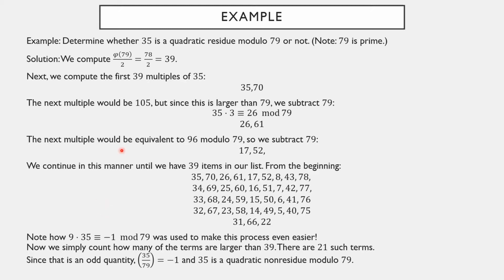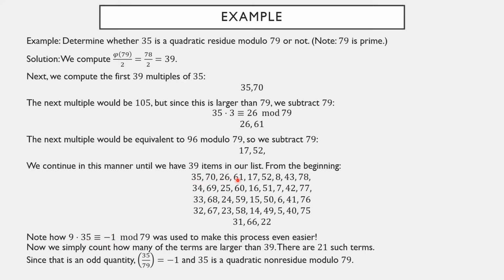Notice something very nice happened. When I added 35 here, 78 plus 35 is 103. 103 modulo 79 was 34. What we kind of saw was that by going forward 9 steps, the result was taking away 1. This works because 9 times 35 is equivalent to negative 1, mod 79. So adding 9 copies of 35 is equivalent to taking away 1.